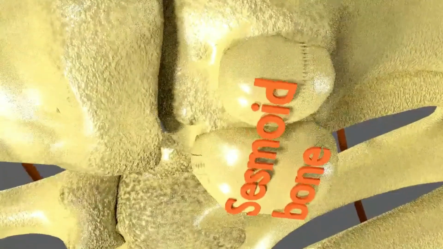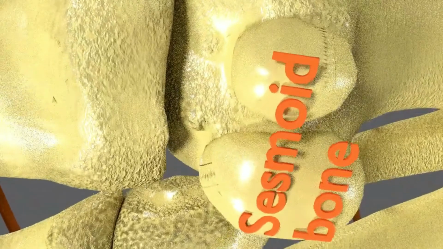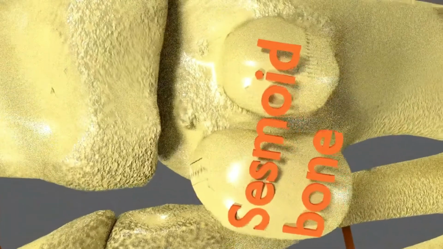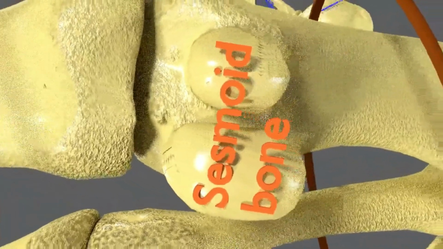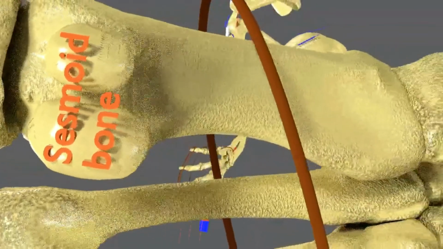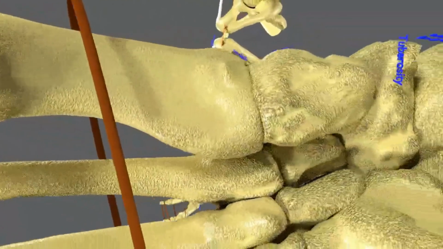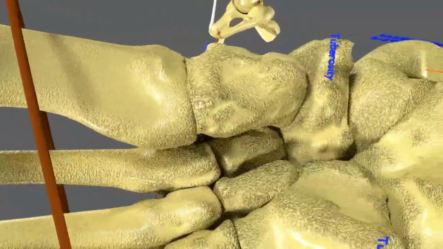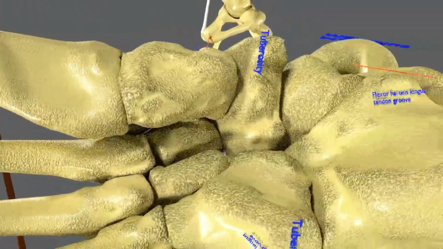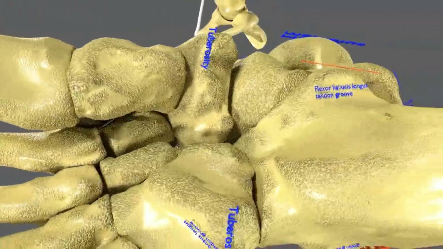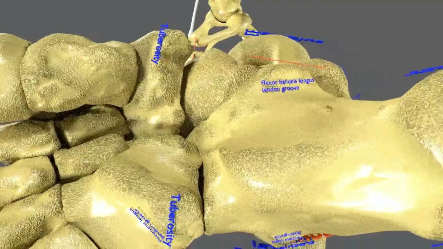Now at the lower end of foot, 2 pea-shaped bones called sesamoid bones are located in the ball of foot beneath the big toe joint. They act as pulley for tendons and thus help to move big toe normally. The tuberosity of navicular and cuboid are visible now.